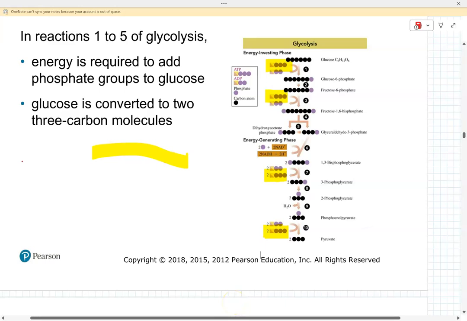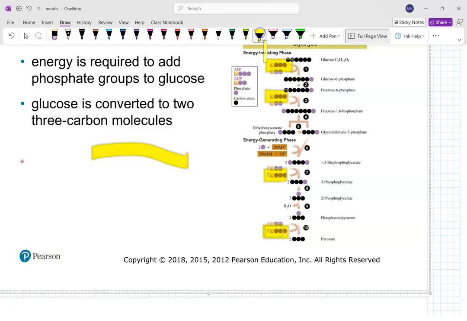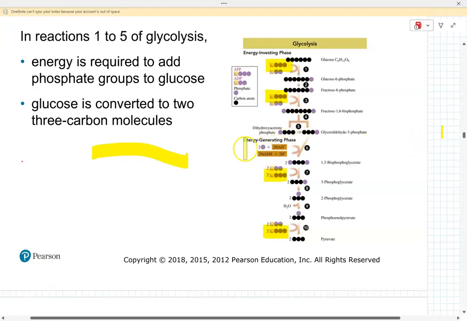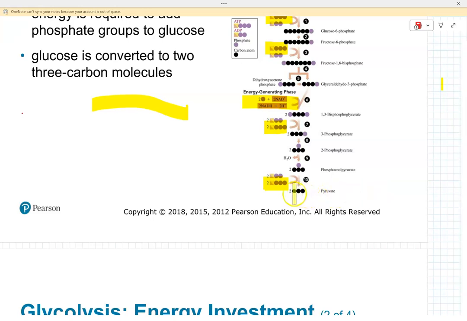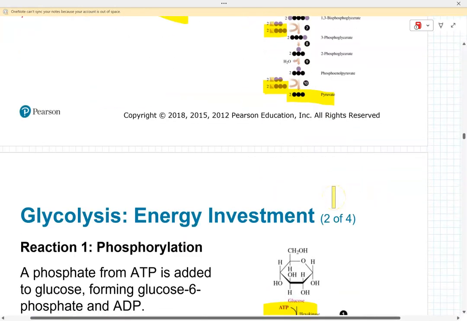is 2 molecules of ATP and 2 molecules of NADH. Here. Okay, cool. And at the end of the day, you have pyruvate, also 2 molecules of pyruvate. We got this? Okay.